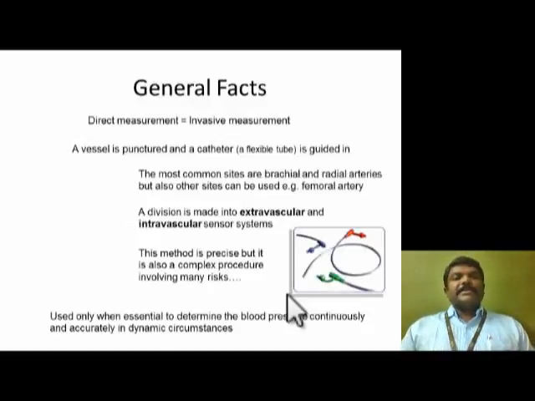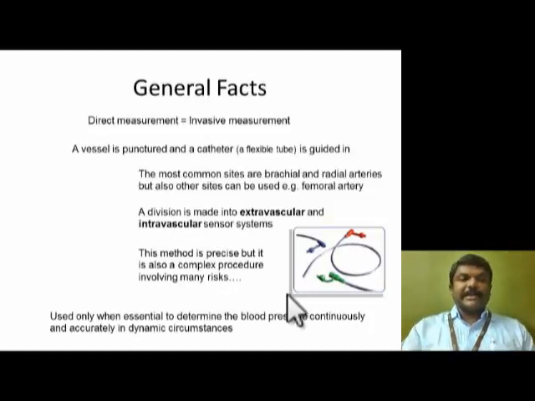The general fact about direct measurement is that it is of course an invasive measurement, because we are disturbing the patient by inserting a catheter inside the body. A vessel is punctured and the catheter is guided in. The most common sites are the brachial and radial arteries, but other sites can also be used. There are two types of direct blood pressure measurement, two variations: extravascular sensor and intravascular sensor.